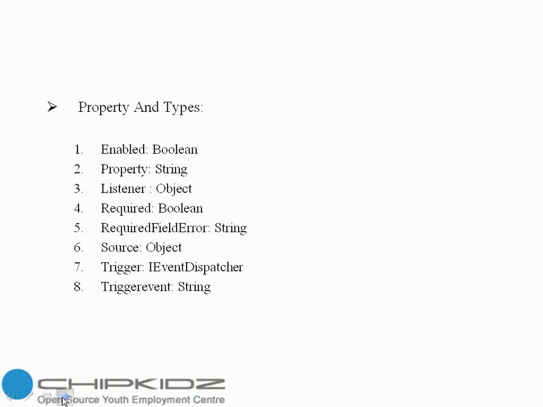Fourth one is required, a property of boolean type. If true, it specifies that a missing or empty value causes a validation error. Fifth one is requiredFieldError, a property of string type: the error message when a value is missing and the required property is true. Sixth one is source, a property of object type. Specify the object containing the property to validate.